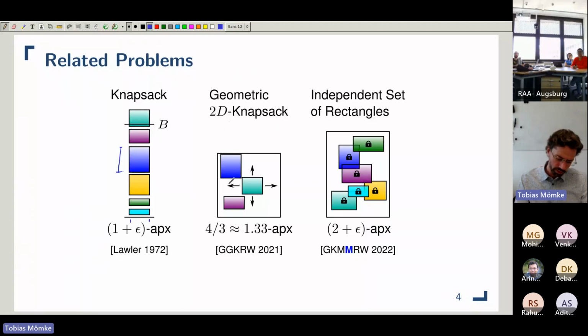That means we have the normal knapsack problem where we have these items, but these items are rectangles. And now we want to pack those rectangles inside of this square or rectangle here, and we can move them to all sides. It's a geometric problem. We cannot break this rectangle apart. For that, there is a 4/3 approximation where some of my co-authors were authors of that paper, but I was not part of that. One comment: this 1.33 is pseudo-polynomial time. For polynomial time, the best is 1.89 for 2D knapsack.